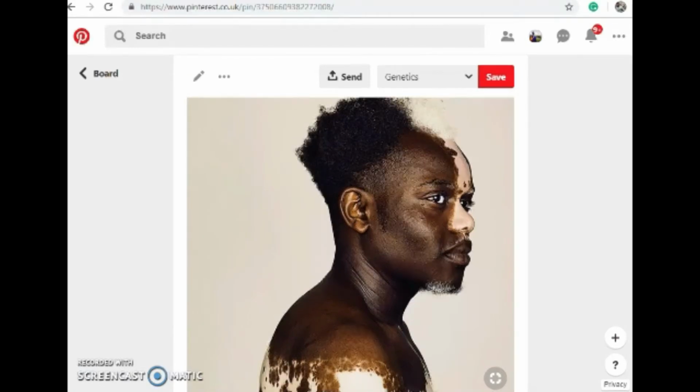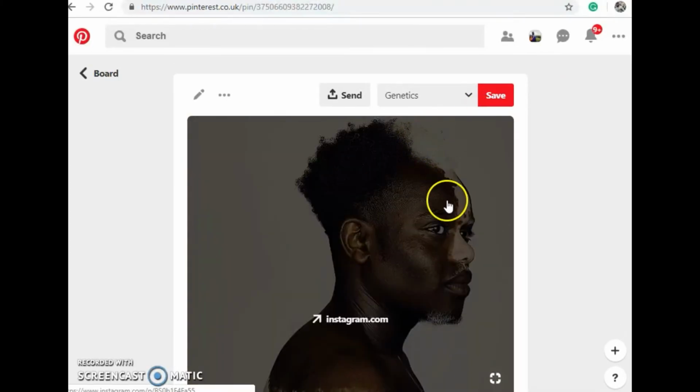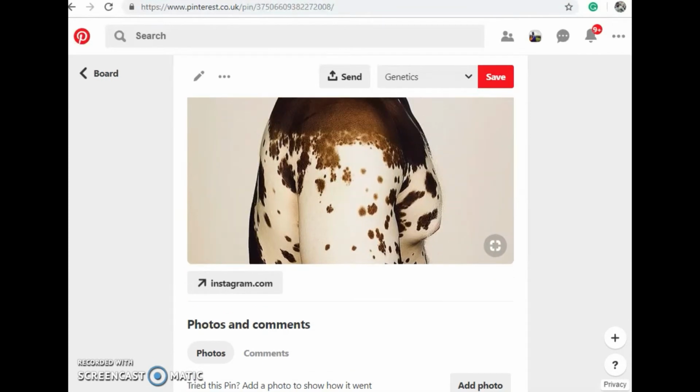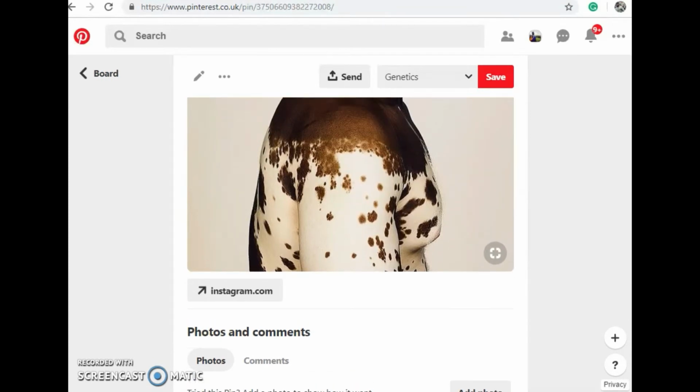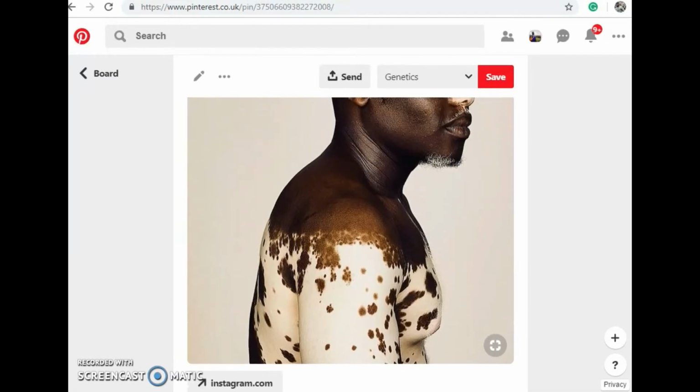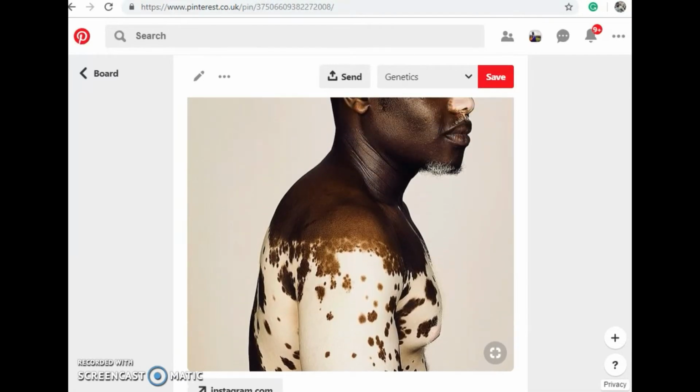Yeah, as you can see here, this gentleman has vitiligo pretty much throughout his whole body. So it's just literally the eumelanin pigmentation being inhibited in those areas of which you can see, and it starts to spread. So it's like the genes start to switch off. They just start to switch off.